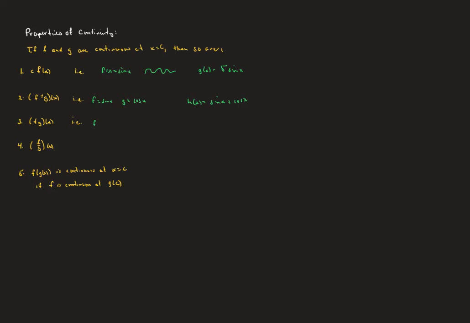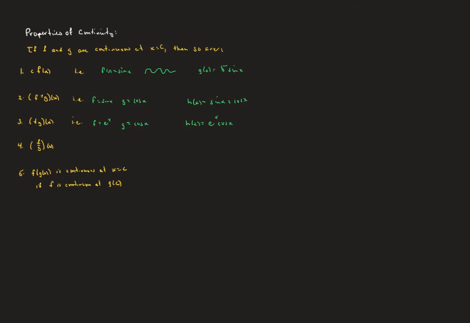So a nice example might be if f was e to the x and g was equal to, say, cosine x, then if you defined a new function to be e to the x times cosine of x, that will be continuous everywhere as well.